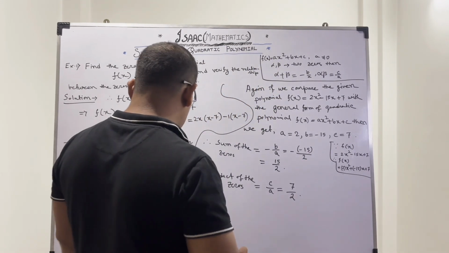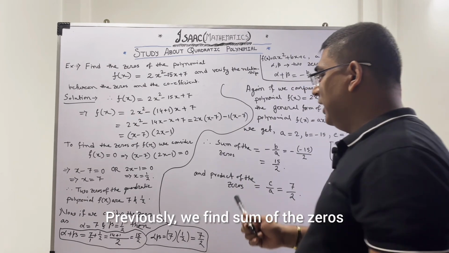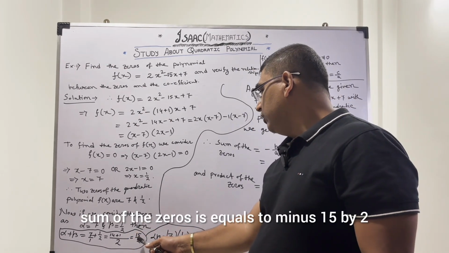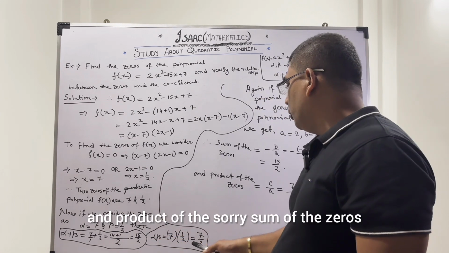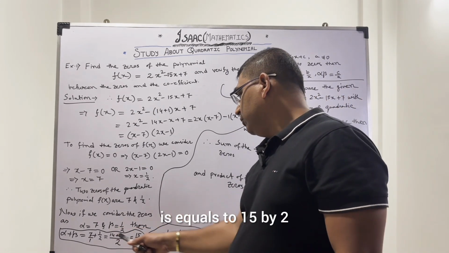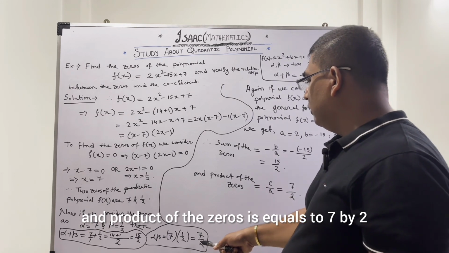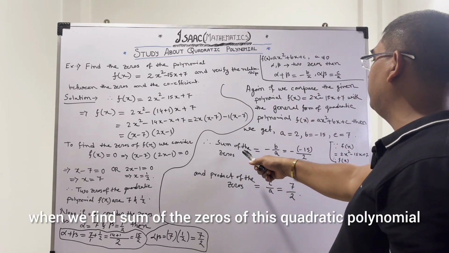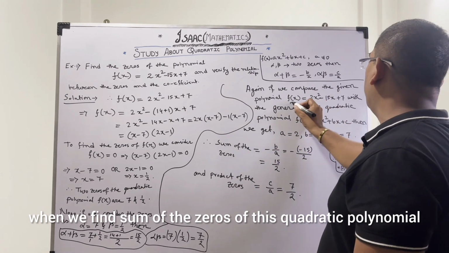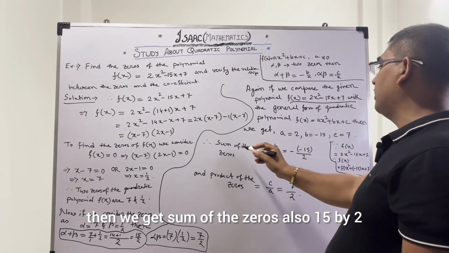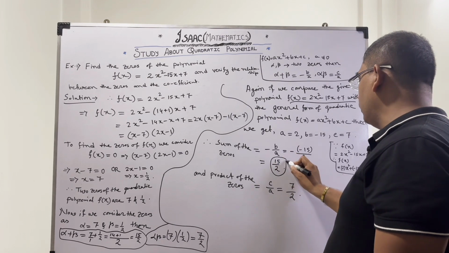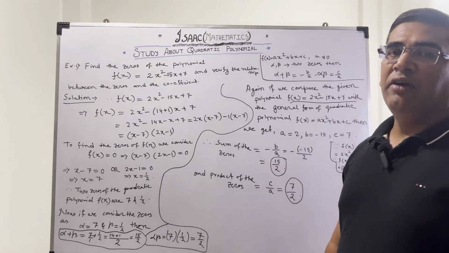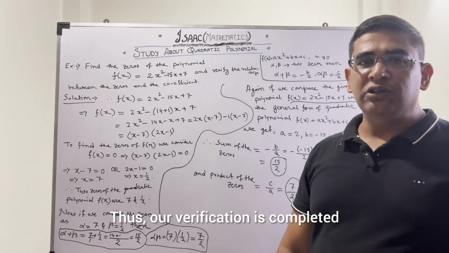Previously we found the sum of the zeros is 15 by 2 and the product of the zeros is 7 by 2. And by using this relation, when we find the sum of the zeros of this quadratic polynomial, we get the sum of the zeros is also 15 by 2, and the product of the zeros is also 7 by 2. Thus our verification is completed.